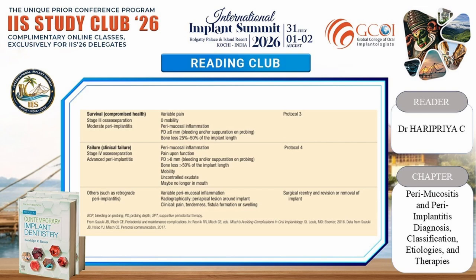Fourth, survival, compromised health, stage 3 osseoseparation or moderate peri-implantitis. Clinical condition, variable pain, zero mobility, perimucosal inflammation, probing depth more than or equal to 6 mm, bone loss 25 to 50% of the implant length. Protocol number 3. Fifth, failure, clinical failure. That is stage 4 osseoseparation, advanced peri-implantitis. Clinical features, perimucosal inflammation, pain upon function, probing depth more than 8 mm, bone loss more than 50% of the implant length, mobility, uncontrolled exudate, may be no longer in the mouth.